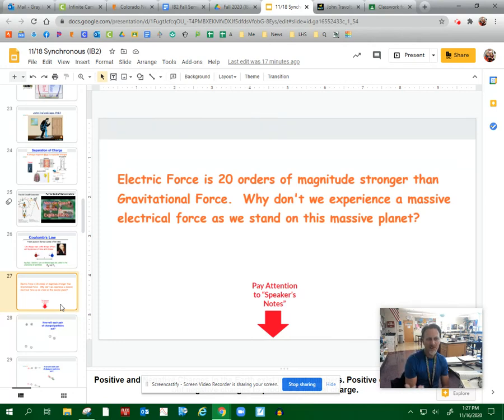But one of the big differences is that electrical force is actually 20 orders of magnitude stronger than the gravitational force. It's very, very strong by comparison. Okay, why don't we experience a massive electrical force as we stand on this planet right now? The answer is down here. Check it out. What do you think?